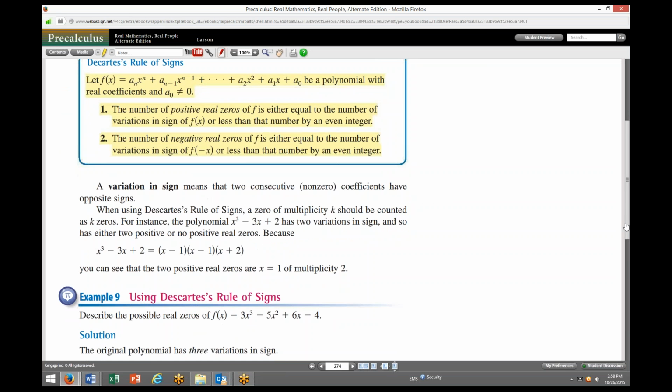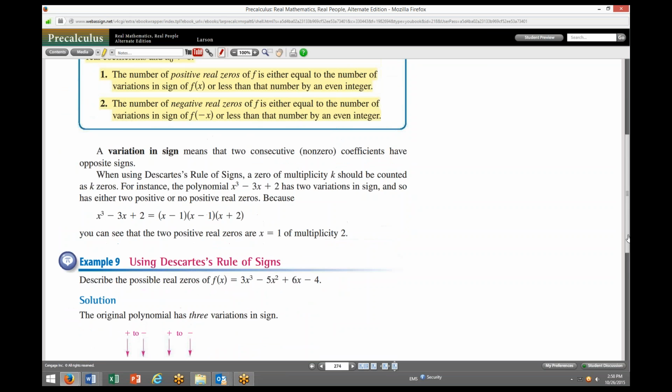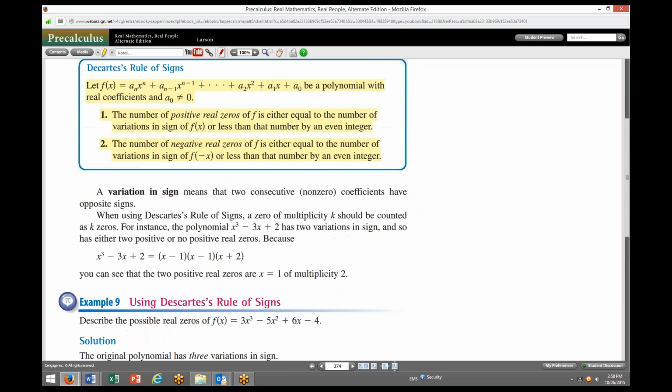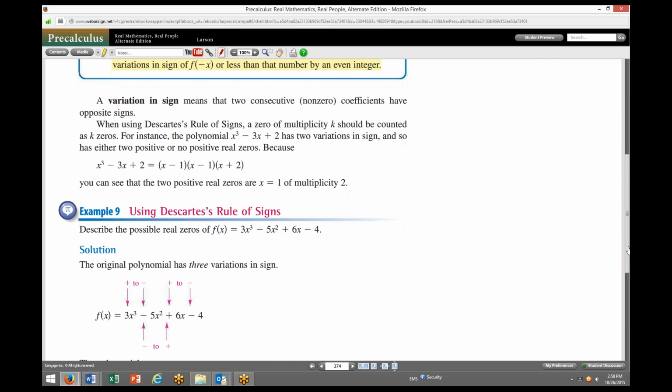So, for instance, a variation in sign, first of all, means that if you list the polynomial out, as they do above, list it out with descending exponents, not skipping any exponents, starting with the highest one, coming down one, down one, down one, all the way down to the constant. And a variation in sign means that as you move from left to right and look at the signs of the terms, a variation in sign means a change in sign.